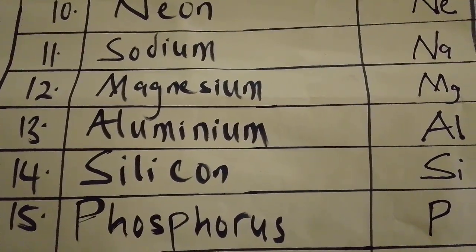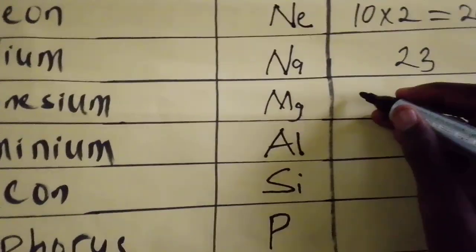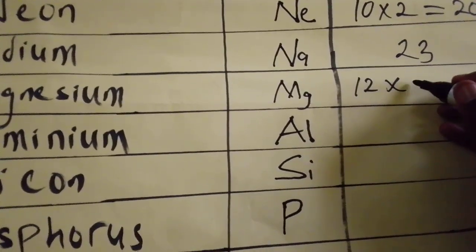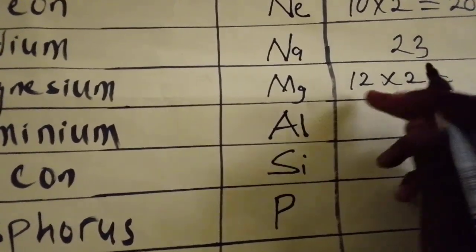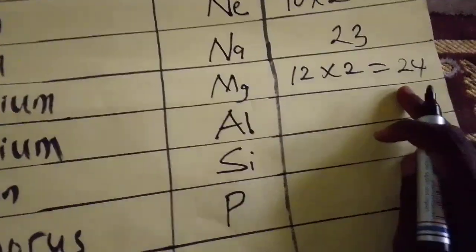So, the atomic number for magnesium is 12. We now say 12 times 2. 12 times 2 is equal to 24. So 24 is the mass number of magnesium.